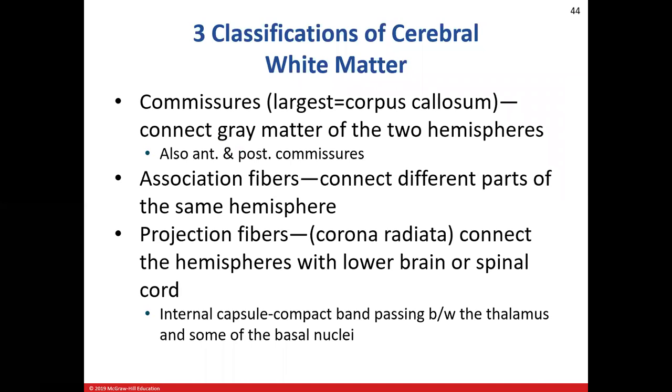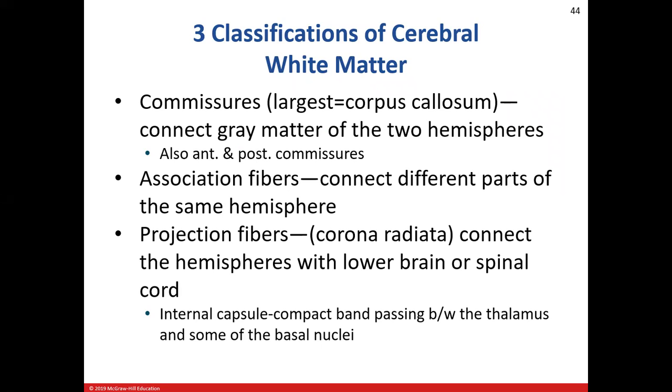Now, commissural fibers, while they are white matter, they're actually there to connect the gray matter of the two hemispheres. These include the corpus callosum, which is the largest of our commissural fibers, but also includes the anterior and the posterior commissures. Our second type of fiber is an association fiber. Now, association fibers connect different parts of the same hemisphere. And then our third classification is a projection fiber. And a projection fiber connects the hemispheres with lower brain or spinal cord regions.